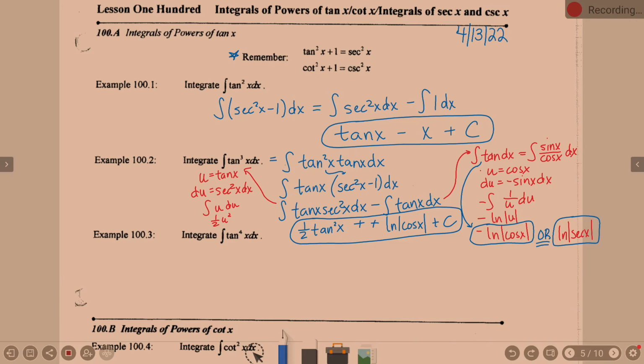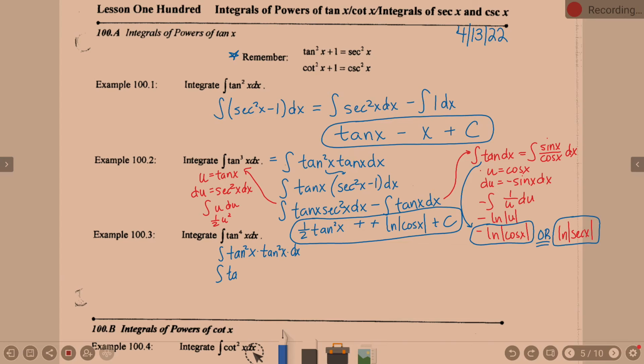So I get what you're saying. What Ross is noting is tangent to the fourth is tangent squared squared, or how I'm going to write it, tangent squared x times tangent squared x times dx. If we replace them both with secant squared x minus 1, we're going to have to FOIL that, and we're going to have a secant to the fourth. That doesn't really make life easier, that makes life harder. So instead of replacing both, let's just replace one of the tangent squared.